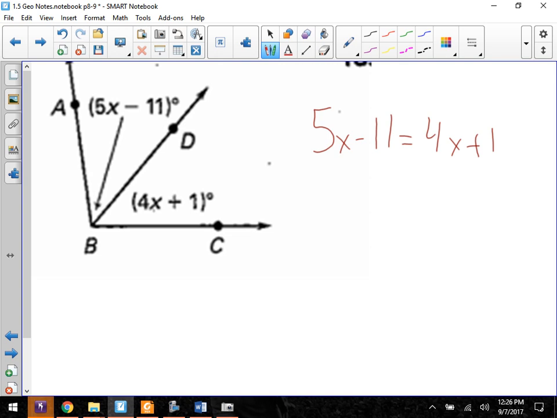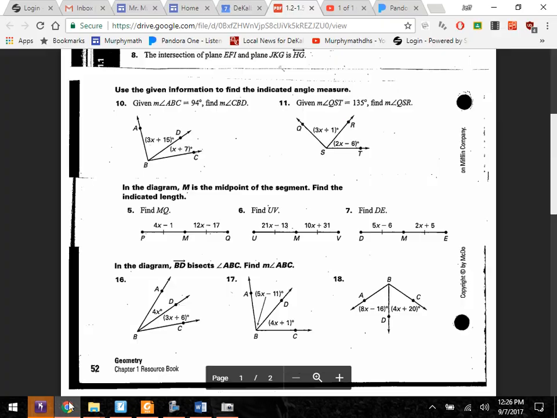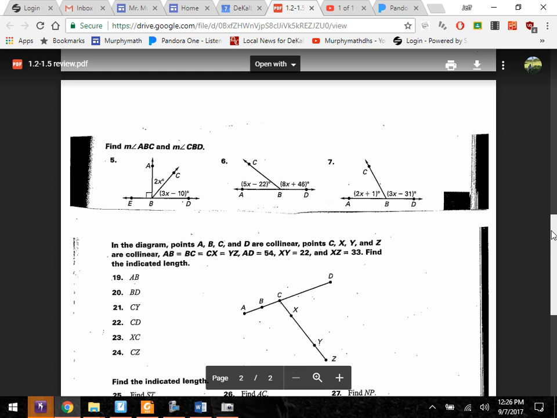On the other side, don't these look like the ones we did 2 days ago for homework? They're not the same problems, but they mirror the exact same thing. What do you know that 2x and the 3x minus 10 have to add up to equal? 90. Why? Because the other side is 90. Excellent. Okay. What about these two, 6 and 7? What do those two have to add up to equal? 180. Because they're what? They are linear pairs. Very good.